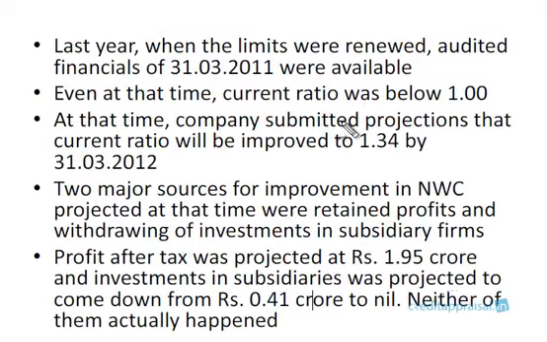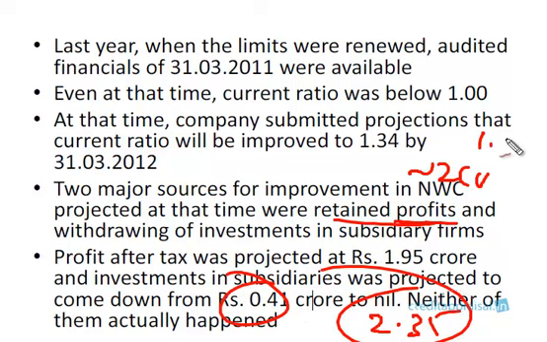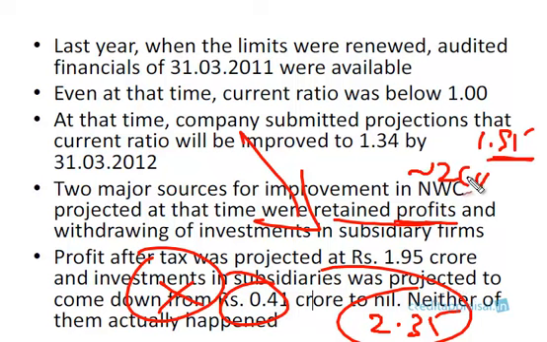So the two major sources of improvement of NWC projected at the time of last year's renewal were, one, a retained profit of around 2 crores, and two, withdrawal of investment from the subsidiary firms, 41 lakhs. So close to 2.35. This is 1.95 and this is 0.4. So 2.35 of long-term sources of funds should have come in, but neither of them materialized. The investment did come down, but still there is some investment outstanding, and on the profit, there is a huge shortfall. It is not even 50 lakhs, right? So these two put together have resulted in the shortfall in the long-term sources of funds.